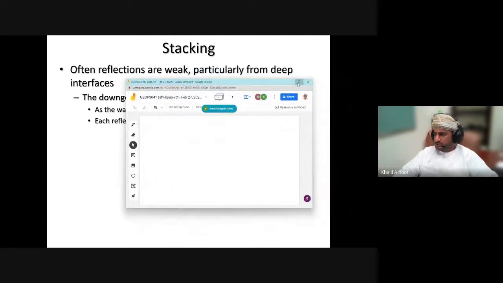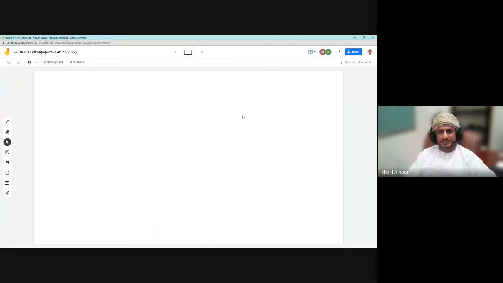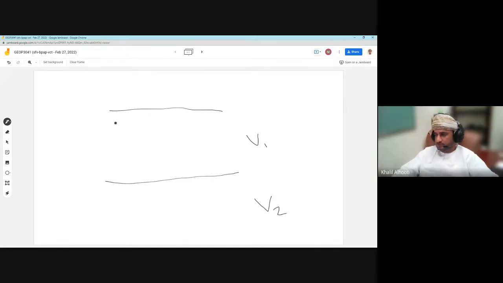So stacking is basically taking measurements of the same points from different array paths. Let's assume that I have one reflector. This is layer 1, layer 2. There is an interface between them, and they have many pairs of source and receiver. This is one source and receiver, that's another one. So this is the midpoint. A reflection will happen at that midpoint.